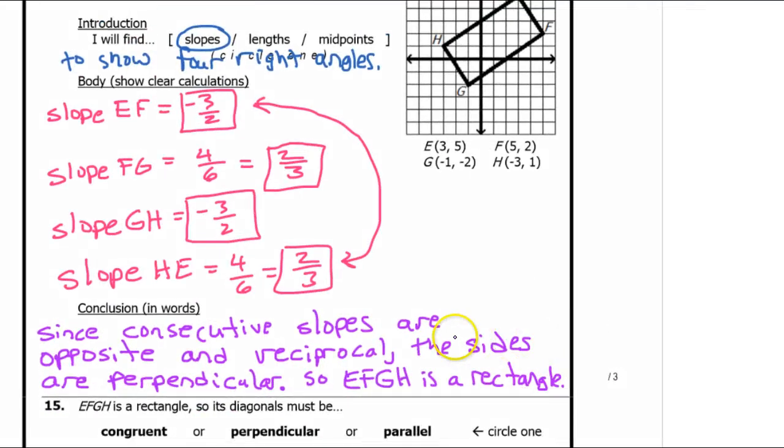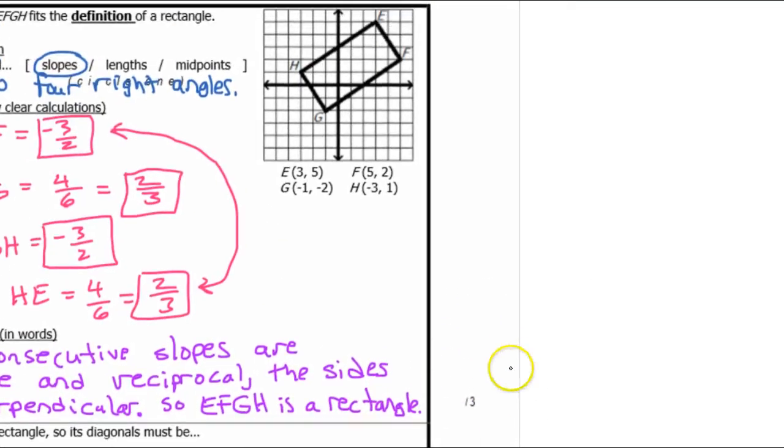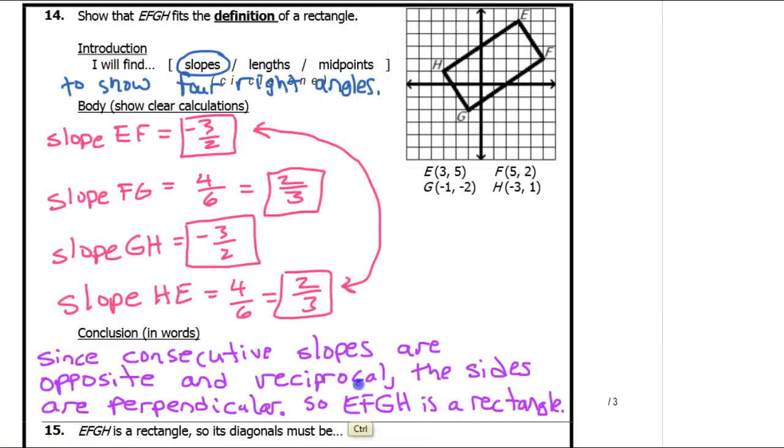Okay, let me just zoom out a little bit so you can see it all at once. All right, this is how these problems should look. Okay, with an introduction that tells whether or not you're going to use slope, length, or midpoint, and the calculations in your main body, and then a conclusion to wrap it all up. Let's do that again.